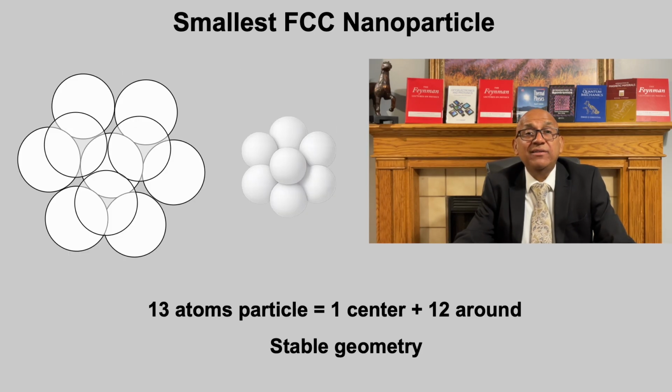Now, once we have learned how atoms are stacked together to form closest packed solids, let us see what is the smallest possible FCC particle that is structurally stable. The answer is a 13 atom cluster. It has 1 atom at the center, 6 atoms in the same plane, 3 above and 3 below. This symmetric arrangement provides the best geometrical stability for such a small nanoparticle.